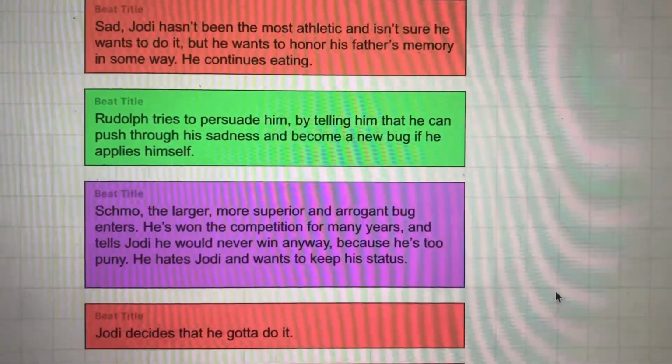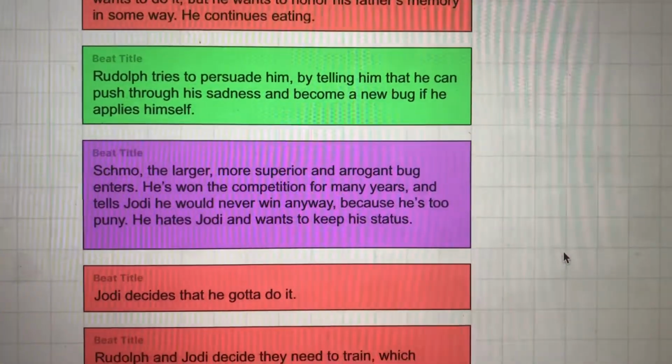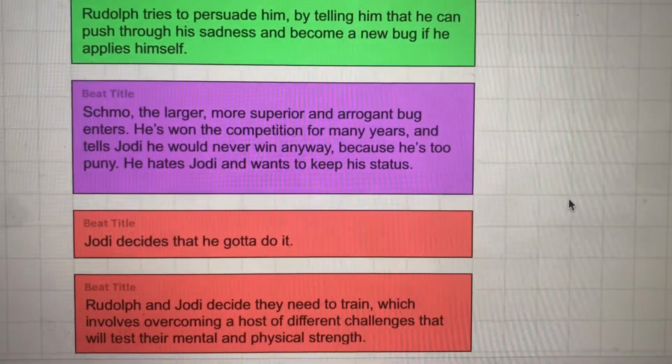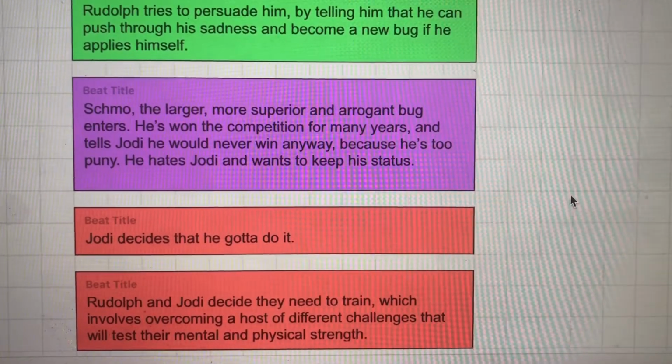Sad, Jody hasn't been the most athletic and he isn't sure he wants to do it, but he wants to honor his father's memory in some way. Rudolph tries to persuade him by telling him that he can push through the sadness and become a new bug if he applies himself. Schmo, the larger, more superior, and arrogant bug, enters. He's won the competition for many years and tells Jody he would never win anyway because he's too puny. He hates Jody and he wants to keep his status.